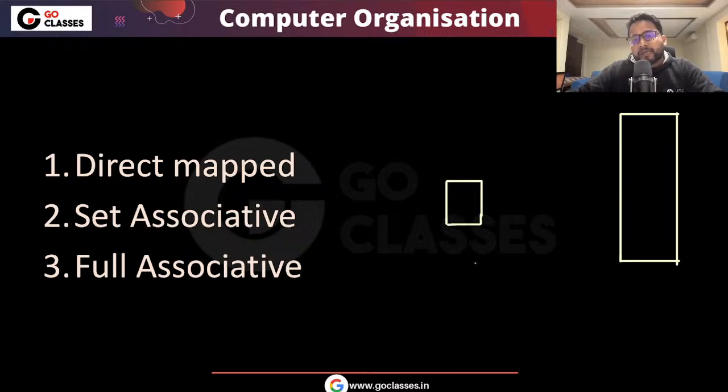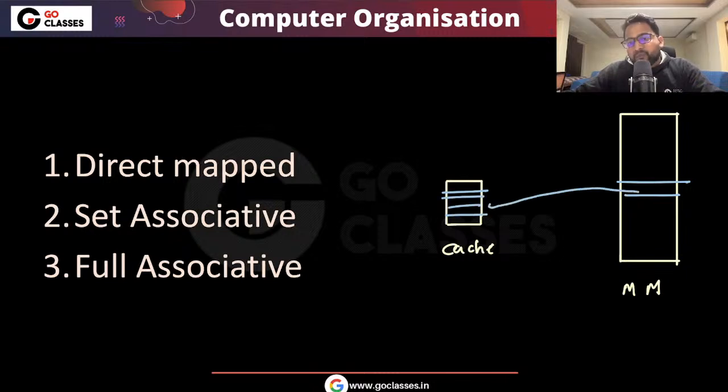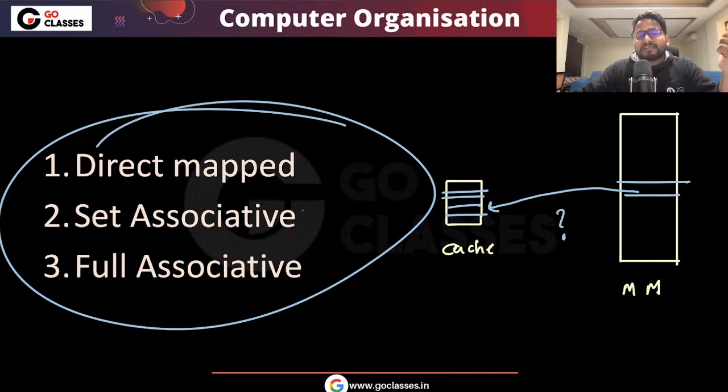so the main memory and cache are given to you, let's suppose. Now there is some block here, and these are obviously lines here. Now this block will go to which line? Okay, which line? You can either implement direct map, or set associative, or fully associative. So we will be answering this either using direct map, set associative, or fully associative.